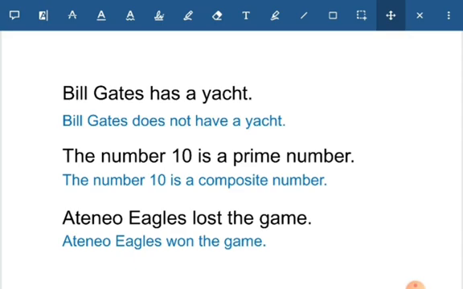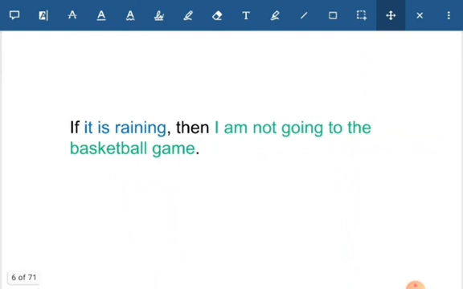The second one, the number 10 is a prime number. If this is true, the second one should be false, diba? Kasi ang kabaliktaran ng prime is composite. We will talk more about negation statements later. There are also conditional statements. Ibig sabihin yung truth or falsity ng isang statement ay nakadepende sa isang condition.